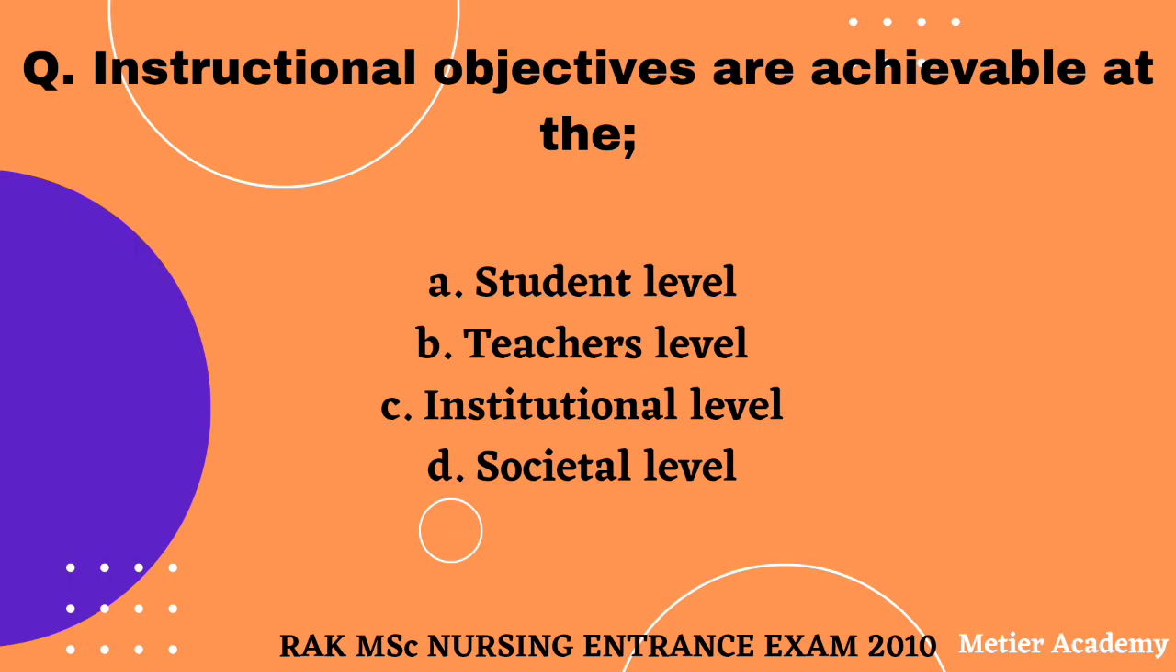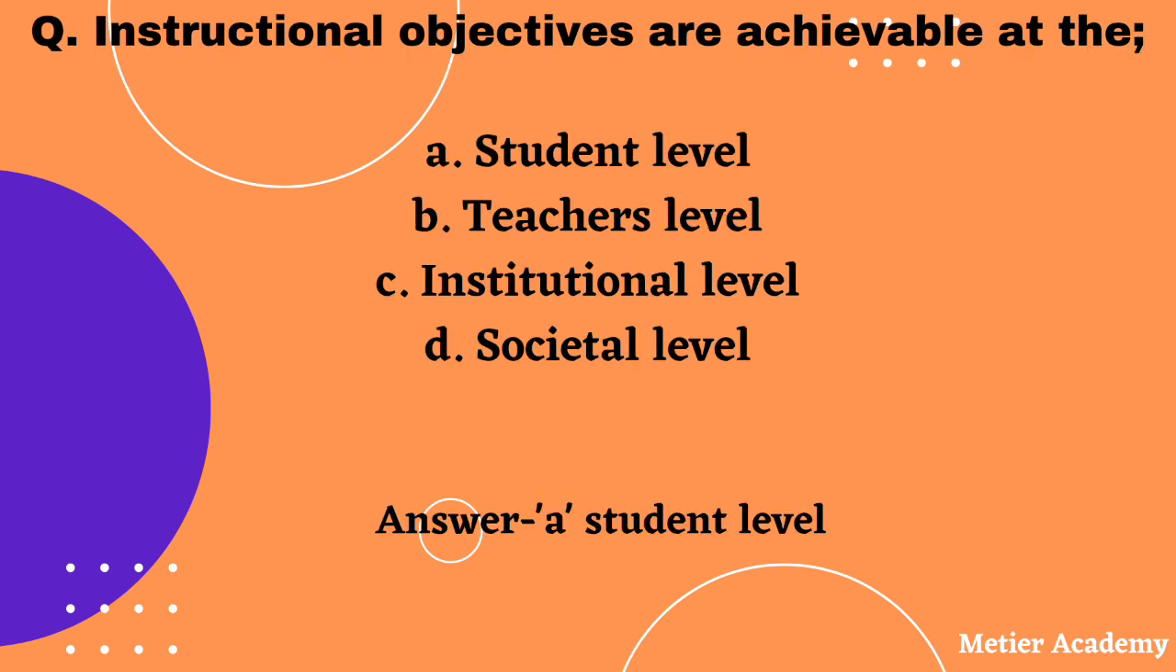The next one is, instructional objectives are achievable at student level, teachers level, institutional level or societal level. And here the correct answer is option A, student level. This is a direct question.